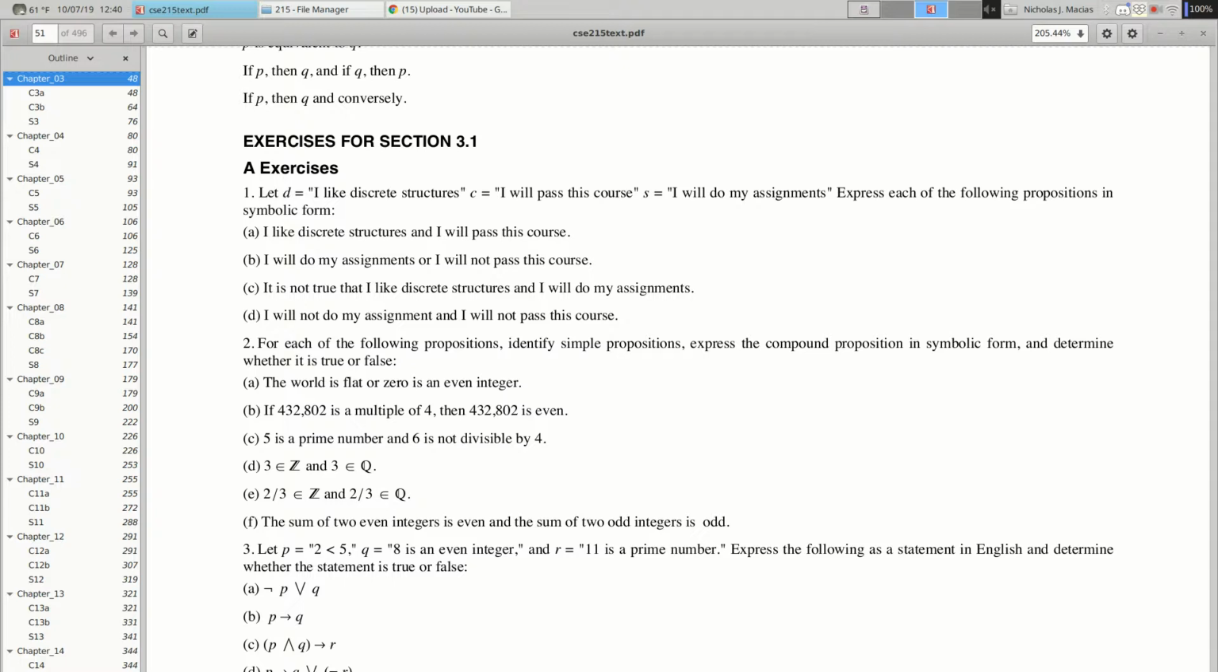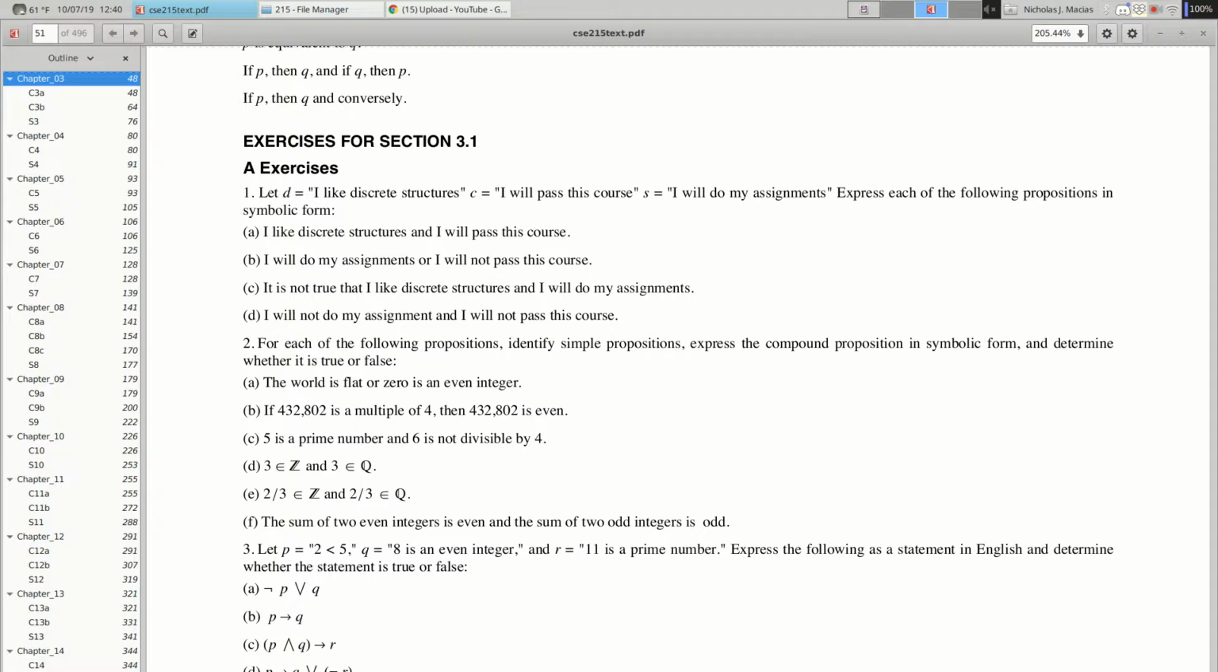So the goal in this question, which was one of the questions I looked at, was to identify simpler propositions. So for C, 5 is a prime number, that could be a proposition. 6 is not divisible by 4, that's another proposition. And C basically says whatever that first proposition is, and, right, a caret, second proposition.